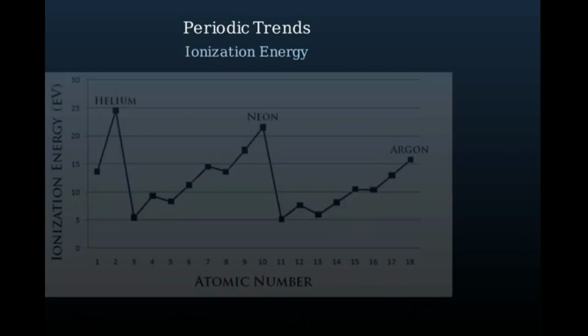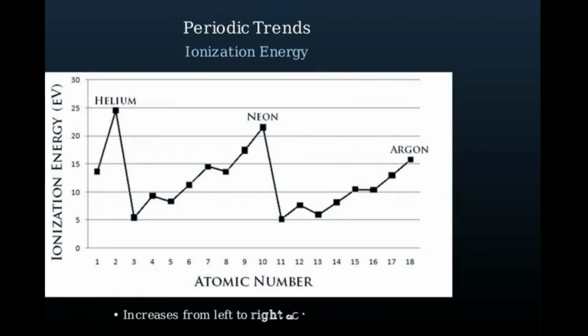Ionization energy is the energy required to remove an electron from an atom. As we move from left to right across a period, ionization energy generally increases. This happens because the increased nuclear charge holds electrons more tightly. As we move down a group, ionization energy decreases. This occurs because the valence electrons are further from the nucleus and are more easily removed.